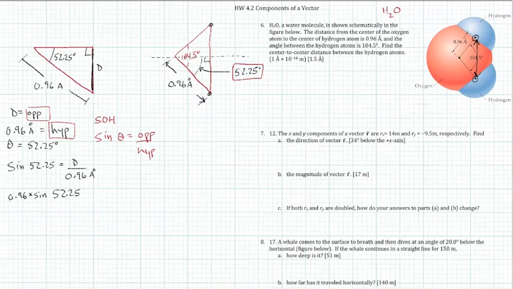So if you just typed in 0.96 sine 52.25, and again, you want your calculator to be in degree mode, 0.96 times sine 52.25 should give you our answer D, which is 0.75 angstroms. So if this right here is 0.75 angstroms from there to there, then that means double that.